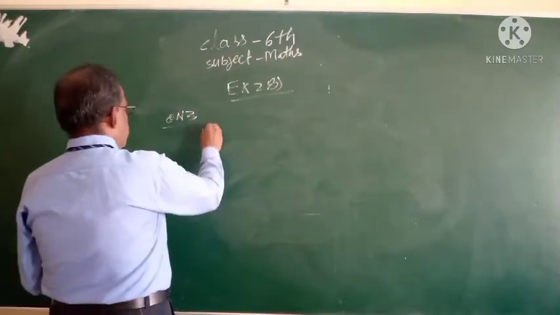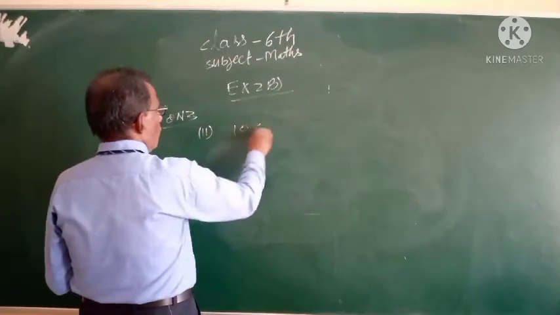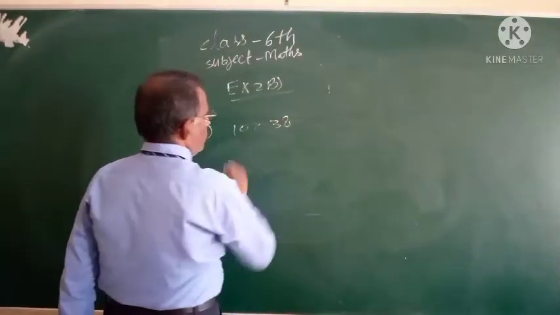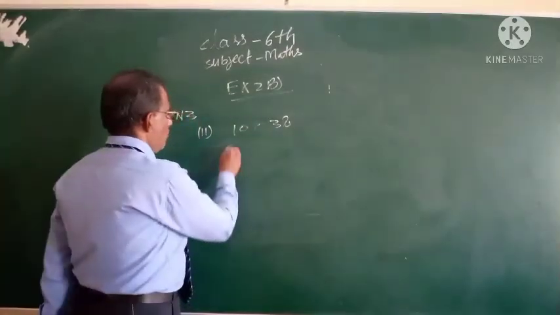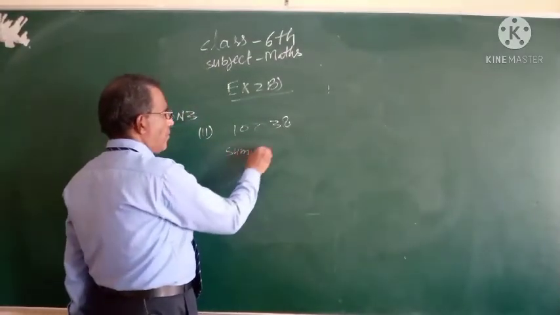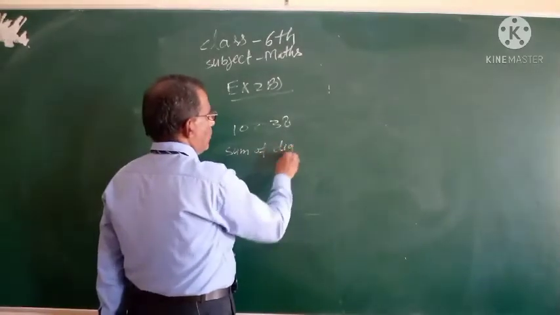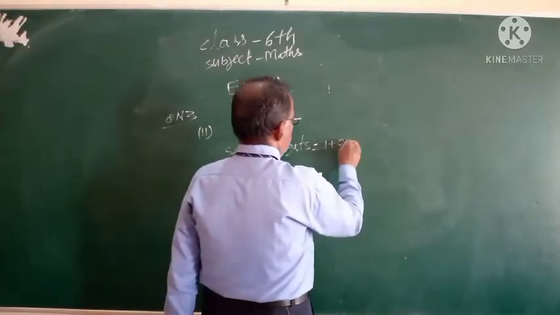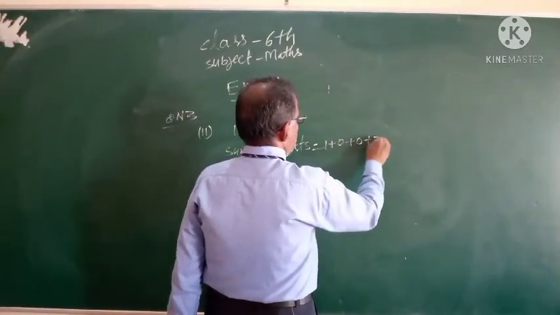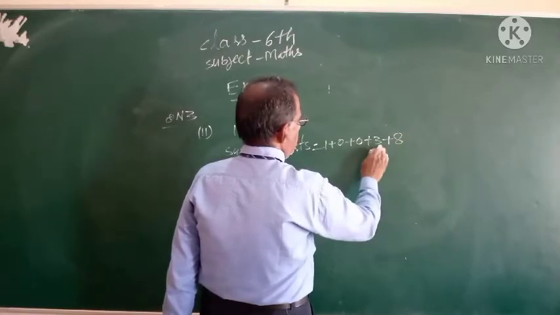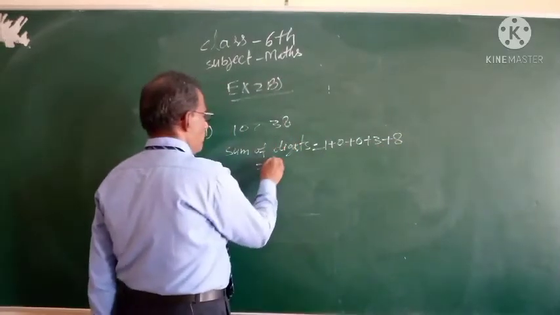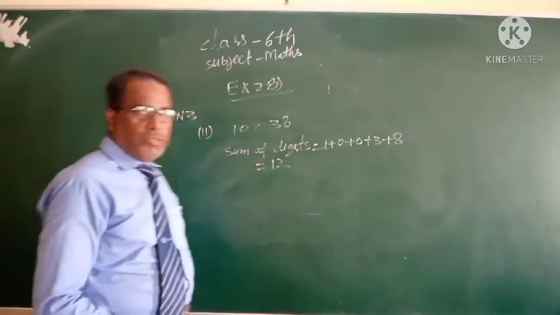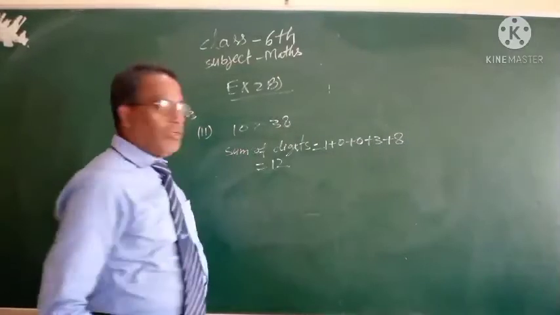Question number 2. You have to check whether this number is divisible by 3 or not. Sum of digits equals 1 plus 0 plus 0 plus 3 plus 8. 8, 3, 11, 12. Since 12 is divisible by 3, that number is divisible by 3.